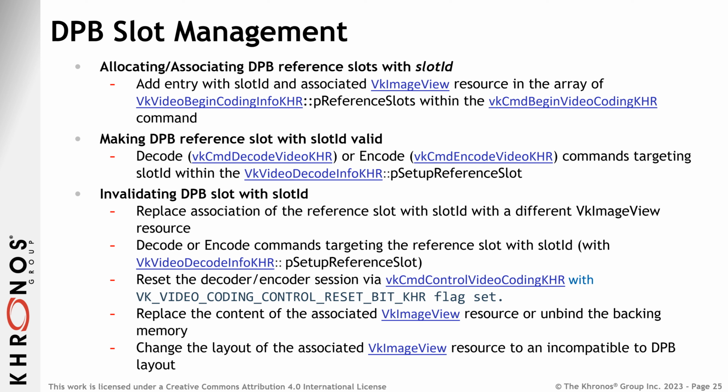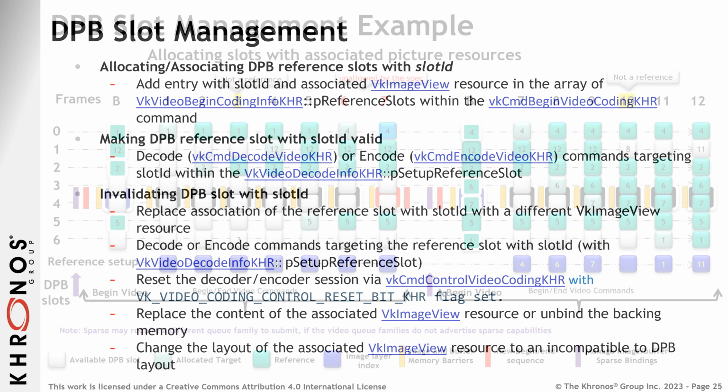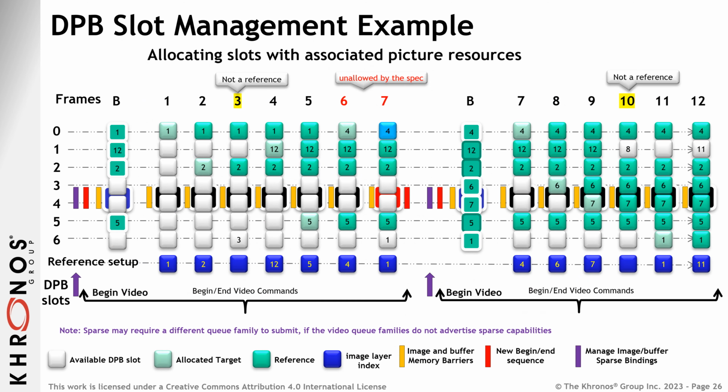The application, possibly with the assistance of the video parser, determines how long this reference will be considered valid. Here below are the rules to invalidate and reassociate DPB slots. Here is an example of managing DPB slots with image references for a video session. On the left side of the diagram, you can see slot ID indices from 0 to 6, because this specific content requires only up to 7 references.